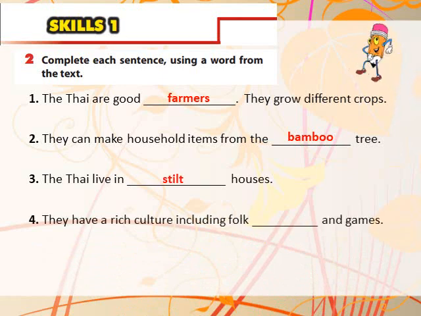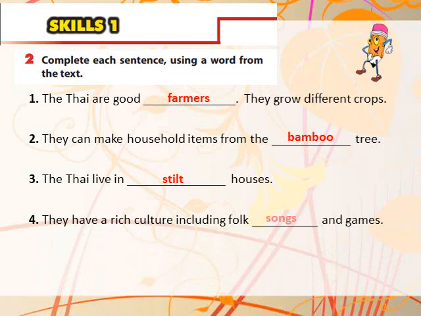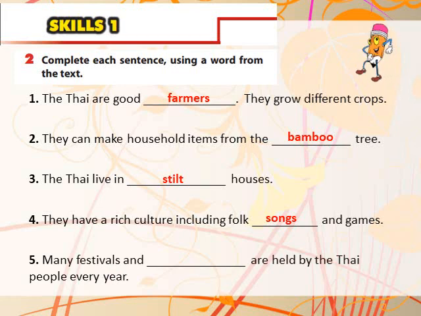The sentence number 4, they have a rich culture including folk blank and games. Trong bài chúng ta sẽ thấy câu đó là with alternating songs between boys and girls, folk song. The sentence number 5, many festivals and ceremonies are held by the Thai people every year. Trong bài chúng ta sẽ thấy là ceremony.